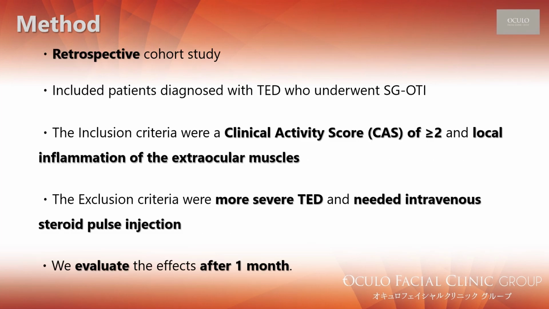This is a retrospective cohort study. Included patients diagnosed with TED who underwent SG-OTI. The inclusion criteria were a clinical activity score of over 2 and local inflammation of the extraocular muscles. The exclusion criteria were more severe TED that needed intravenous steroid pulse injection. We evaluated the effects after 1 month.